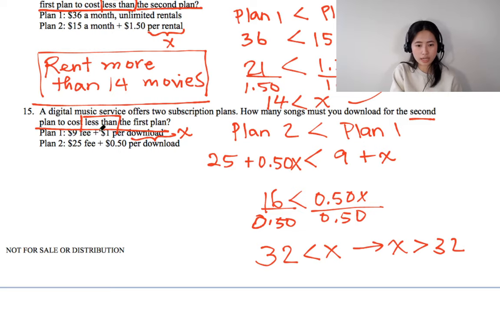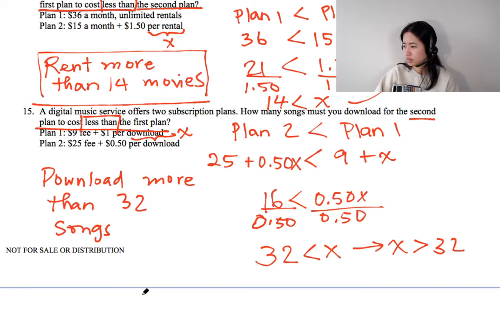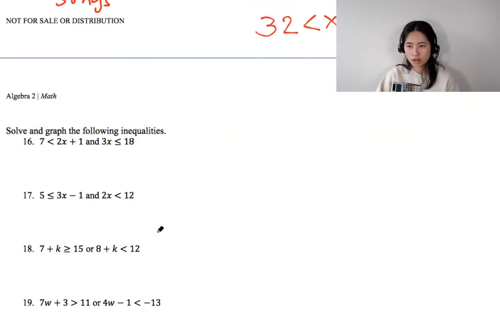Because it's asking how many songs you must download, you need to download more than 32 songs, right? More than 32. So far, is that clear, everyone?